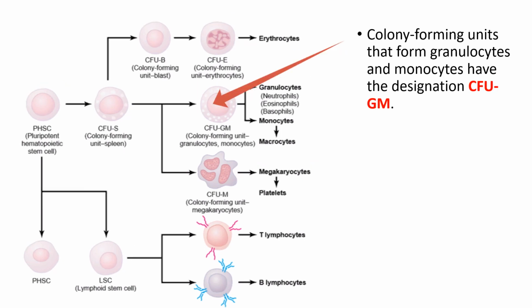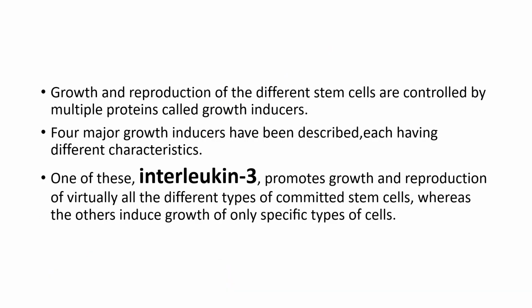Likewise, colony-forming units that form granulocytes and monocytes have the designation CFU-GM, and so forth. Growth and reproduction of the different stem cells are controlled by multiple proteins called growth inducers. Four major growth inducers have been described, each having different characteristics. One of these, interleukin-3, promotes growth and reproduction of virtually all the different types of committed stem cells, whereas the others induce growth of only specific types of cells.